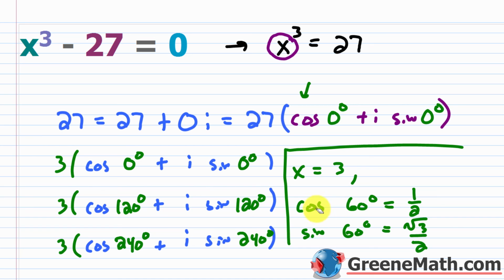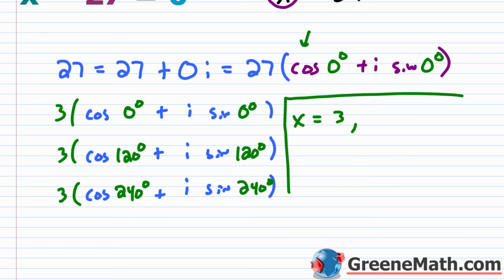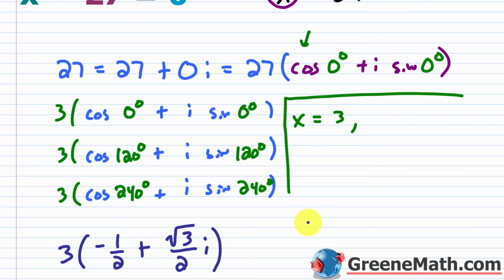So to get my solutions, let me write this out. I'm just going to scroll down a little bit so we have some room. For this one, I would have what? 3 times the quantity negative 1/2 plus square root of 3 over 2 times i. So if I distribute the 3 into each term, I would have negative 3/2 plus 3 times square root of 3 over 2 times i. Okay, so that's another solution.